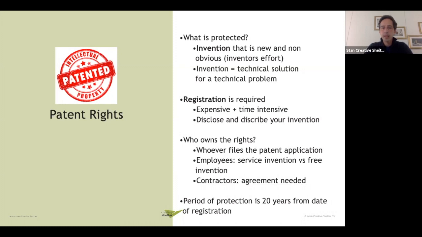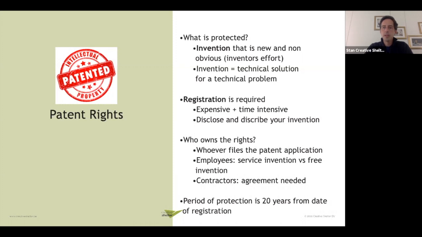So as said, the period of protection is 20 years. It's not one time 20 years. Actually, you have to renew your patent every year, and it gets more expensive the further we are in time. So the first year it's quite cheap. The last year you pay a lot of money. It's some kind of tax that you pay to keep your title, to keep your invention alive.